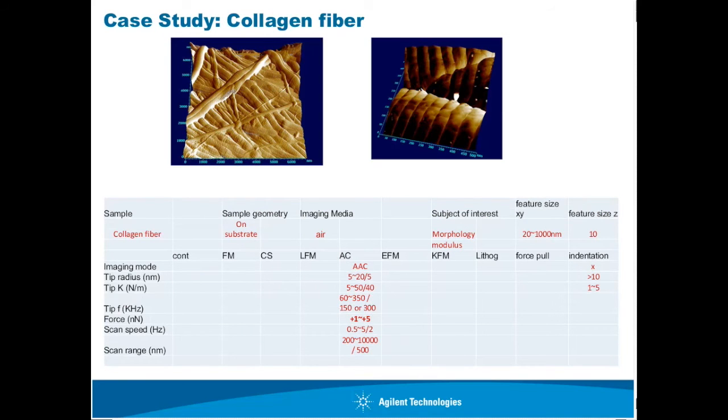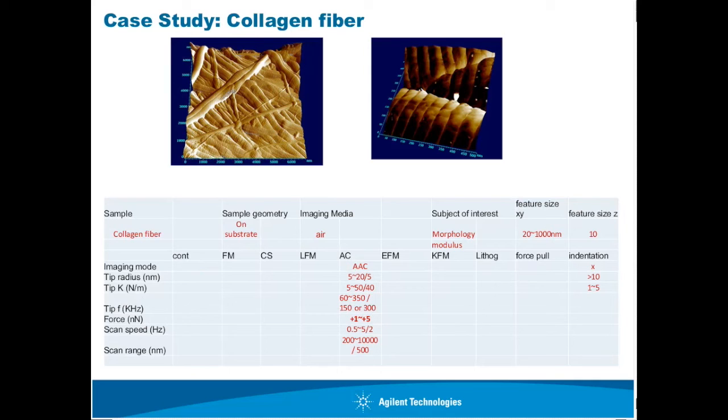Collagen fiber. Collagen fibers are large fiber-like proteins with very interesting structures, and I believe only AC mode works, because collagen can stick to a contact mode tip and allow the tip to clear the sample and therefore result in bad imaging. Then a relatively sharp tip, 40 Newton per meter, 150 kilohertz to 300 kilohertz, and using relatively high force, you can resolve a lot of details of this type of sample.